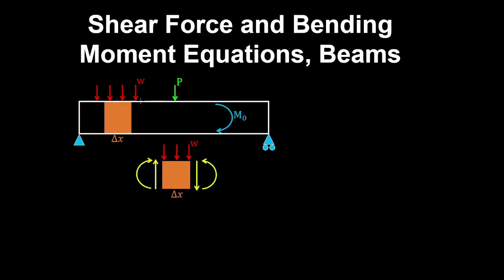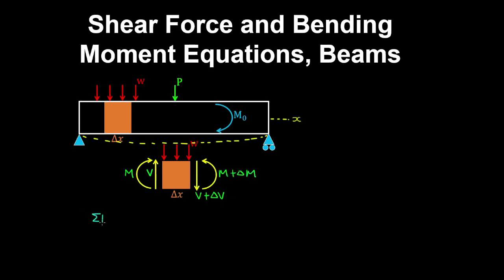A beam resists loads that are perpendicular to its axis via bending. And if we take a section out of the beam, which has a width delta x, we expose the internal actions, being the shear forces and bending moments. So on the other side, we have a shear force V plus delta V, and a bending moment M plus delta M.